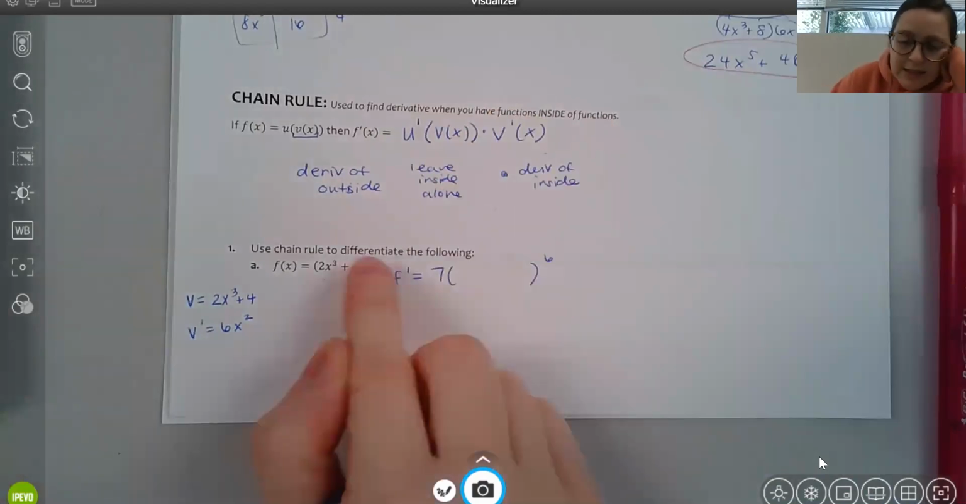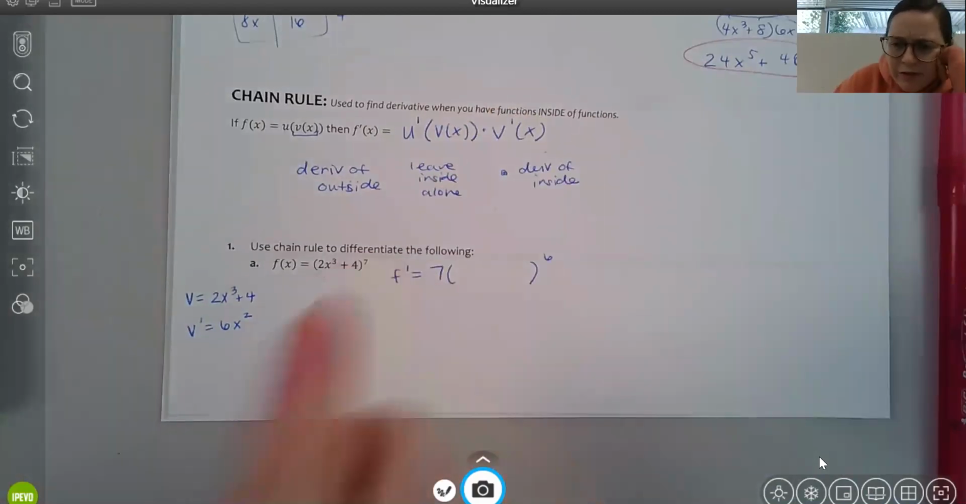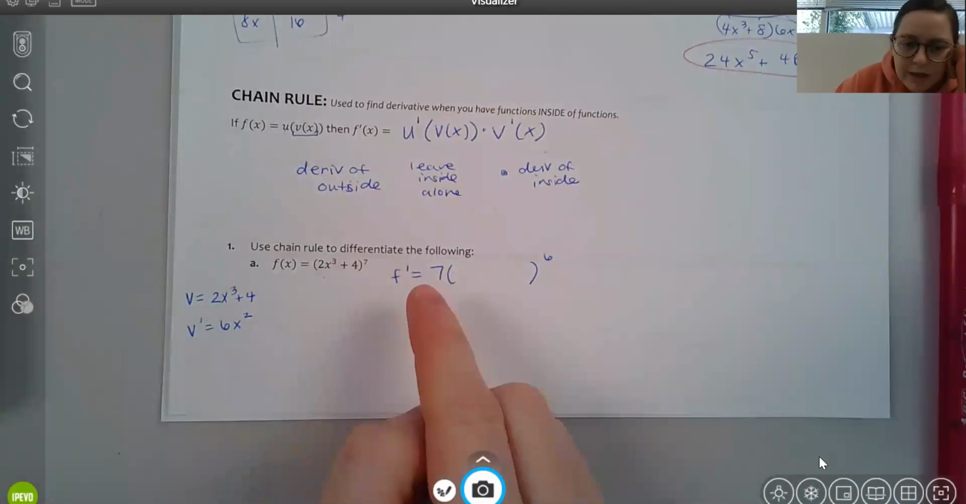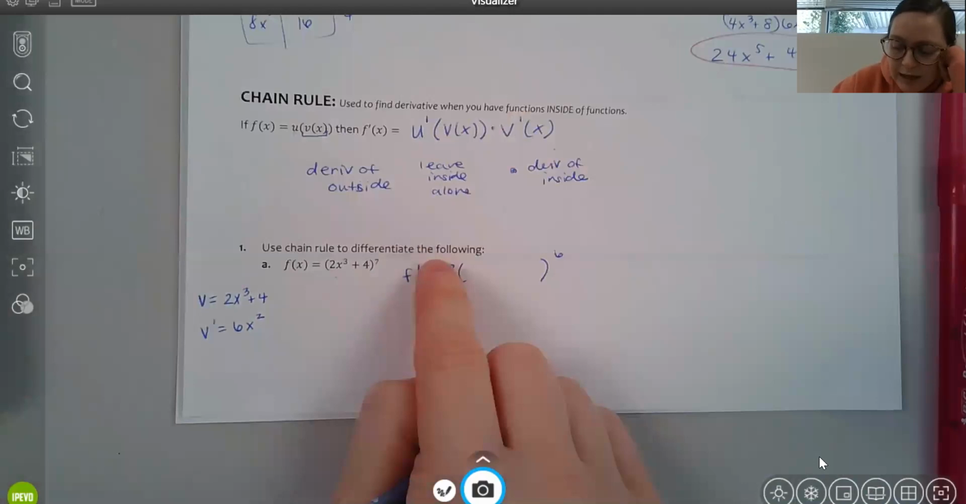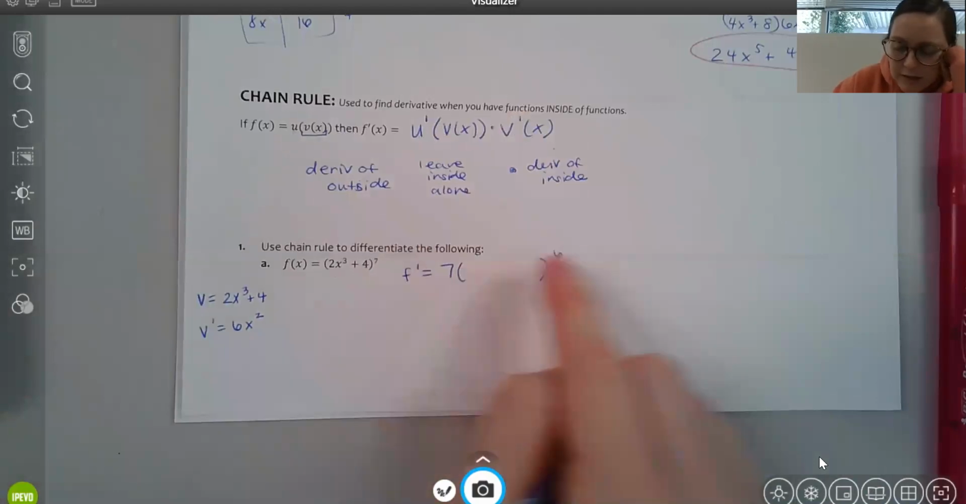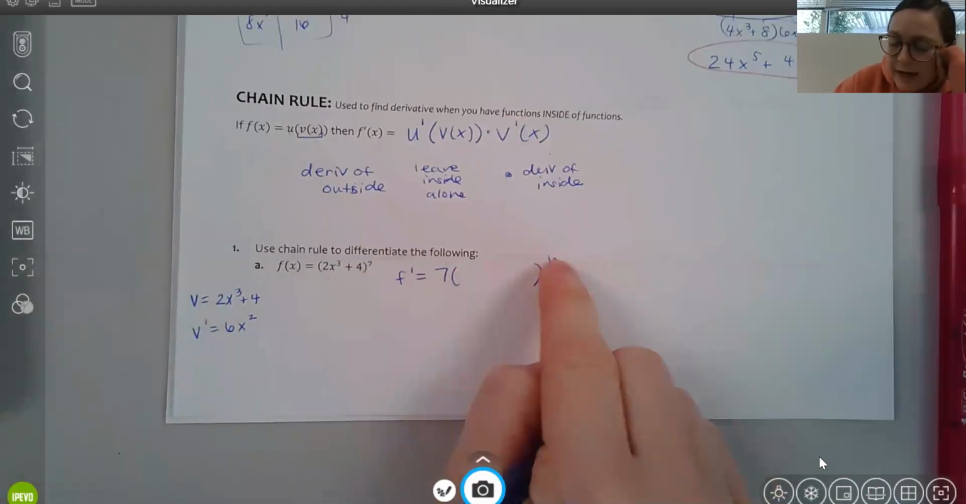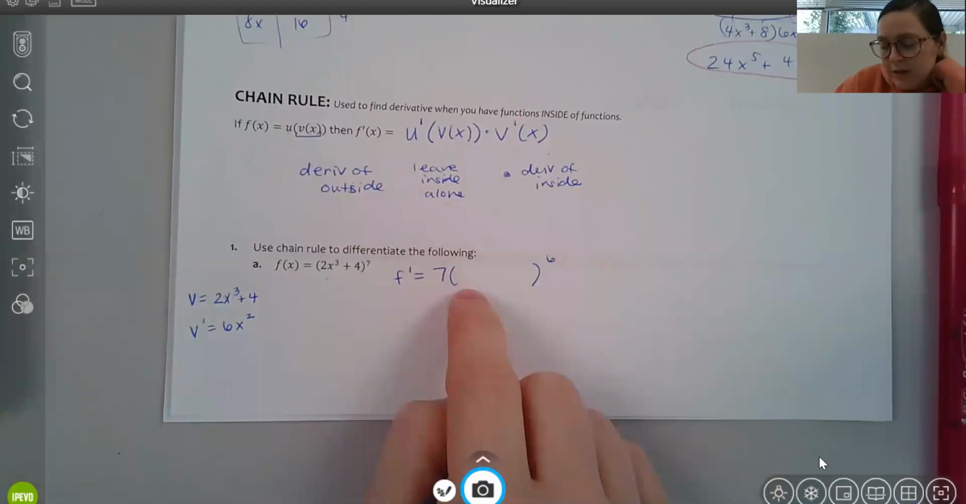I'm raising it to the 7th power. You know how to take the derivative of something to the 7th power. You bring the 7 down and you subtract 1. So this is now a coefficient of 7 and now a power of 6 because I brought the 7 down and subtracted 1. Now the inside, what goes in the inside?